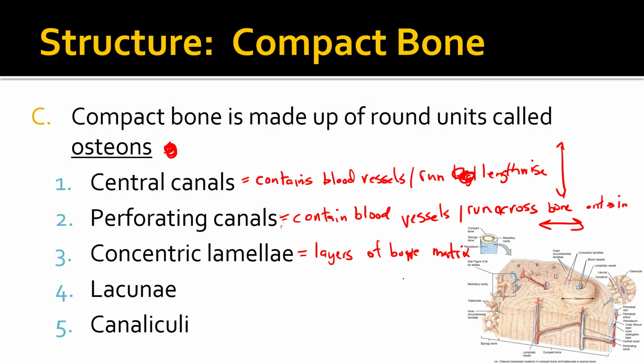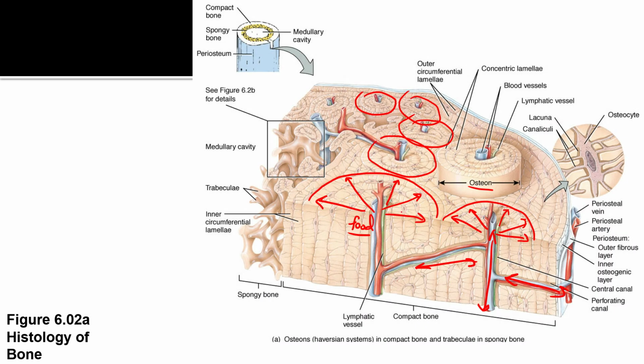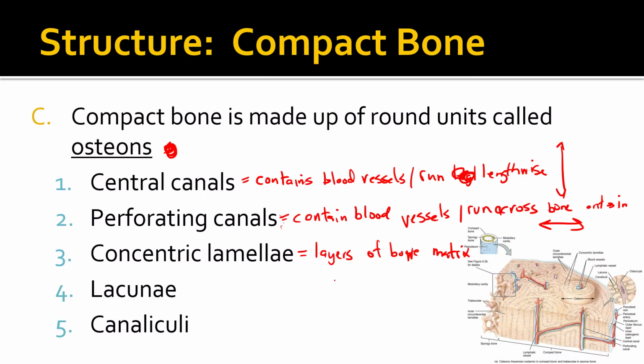And so let's go back and take a look at our illustration for a moment. You can see around each one of these central canals, here's a layer of bone matrix. Here's another layer of bone matrix. Look at this one. There's layer upon layer upon layer in rings of bone matrix around each one of these osteons. And so those are your concentric lamellae. Basically, an osteon is how many layers of concentric lamellae you can fit around a central canal before they run out of nutrients.